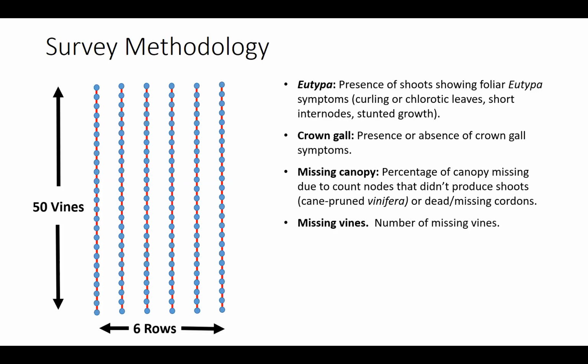And then we quantified the missing canopy. So we tried to look at each vine and figure out the percentage of the canopy was missing, either due to count nodes that didn't produce shoots, blank nodes on cane prune vinifera, or dead missing cordons. And then separately from this, we counted the number of missing vines. So that's the data I'm going to talk about.